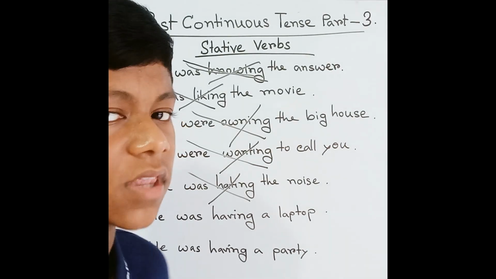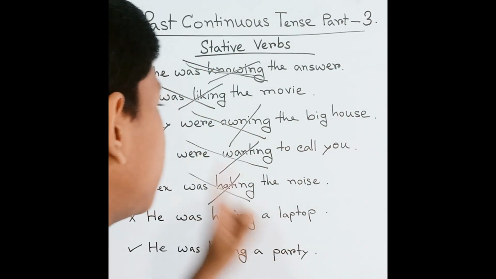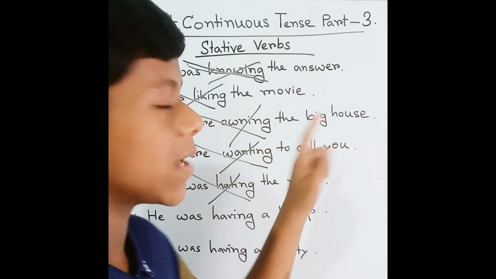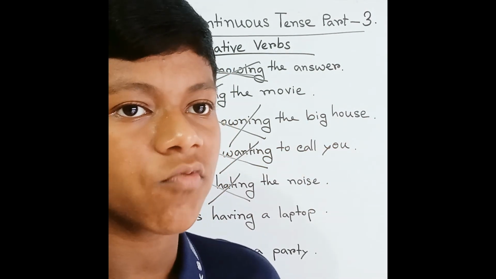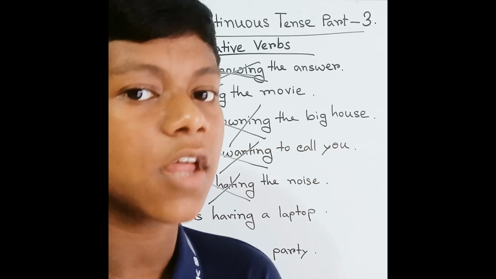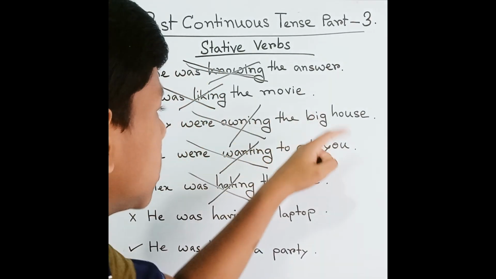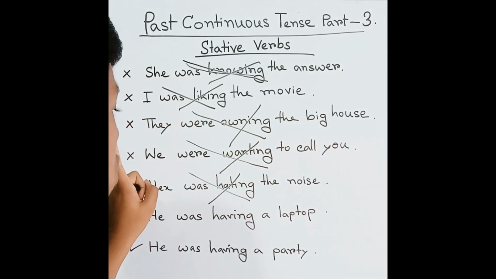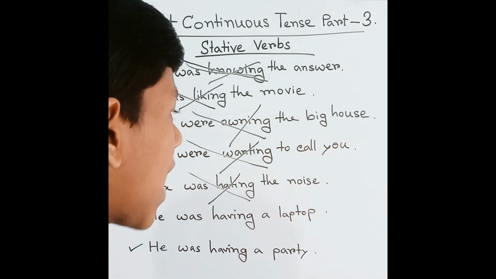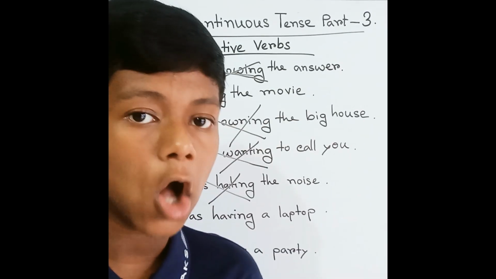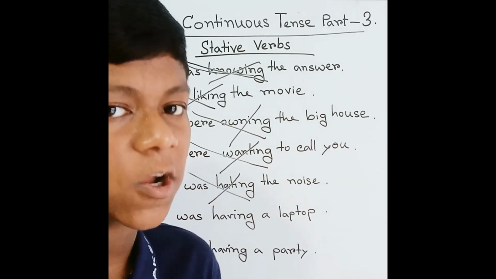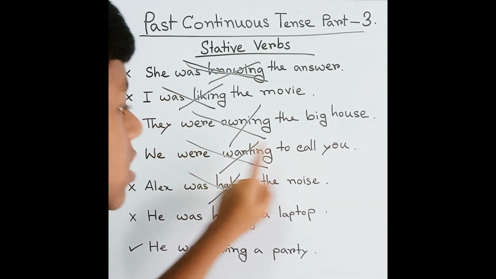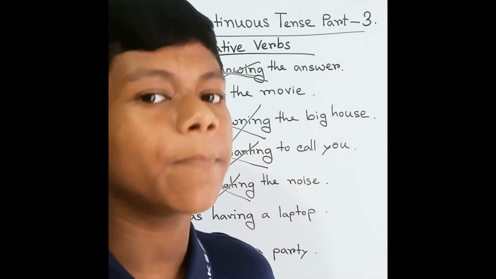So how can we say it correctly? It will be "they owned the big house." We can use the past form of the verb, owned. Then we can see "we were wanting to call you." I have already told you want is a common stative verb. So how can we say it correctly? It will be "we wanted to call you." We can use the past form.